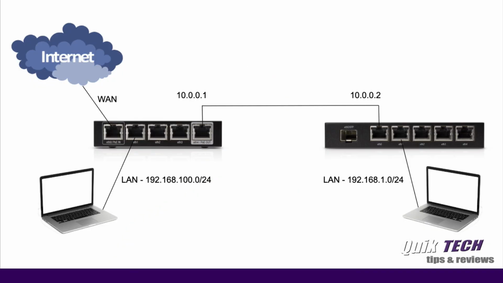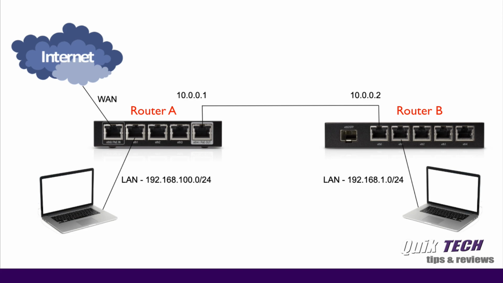So we're working with two edge routers in this scenario. Let's look at this diagram. On the left, we have an EdgeRouter X, which we'll refer to as router A. And on the right, we have an EdgeRouter X SFP, which we'll refer to as router B. Now, we have the internet coming into eth0 on the EdgeRouter X, and then we have a local area network hanging off of eth1, as you see here.